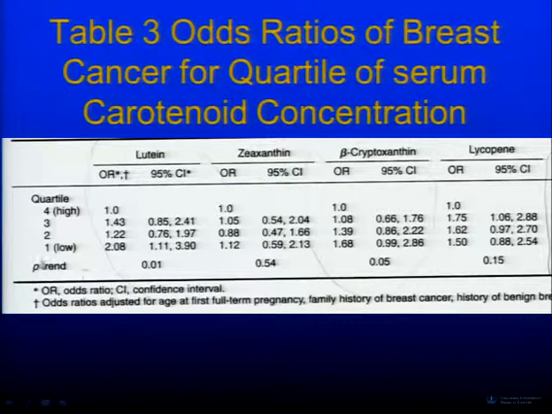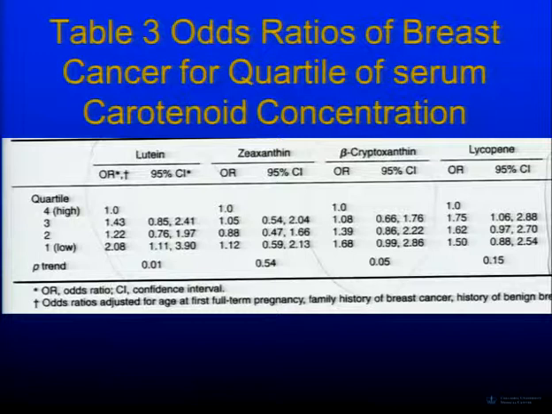Now, the other thing that they show here is something called a P for trend. And what that is saying is if we look at the results going from high to next highest to the next highest to the lowest, is there a trend that says your risk gets greater and greater as you get less and less lutein intake? And that's what this p-value says. And this can be significant sometimes without any of these individual odds ratios being significant. Because for each one of these, you're only looking at one quarter of the population. For the trend, you're looking at all 270 cases and 270 controls. And that's why sometimes you'll find a p-value for the trend might be significant when the rest is not.